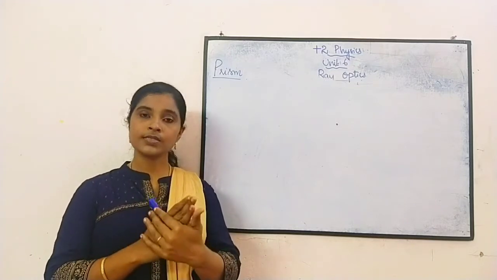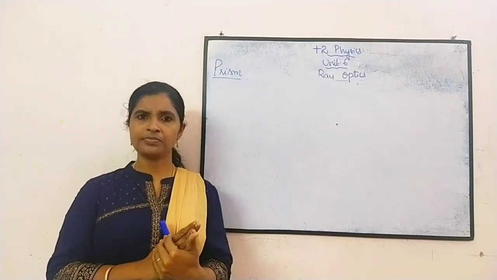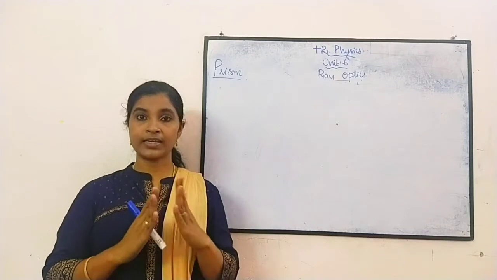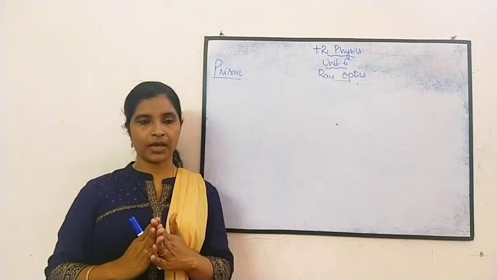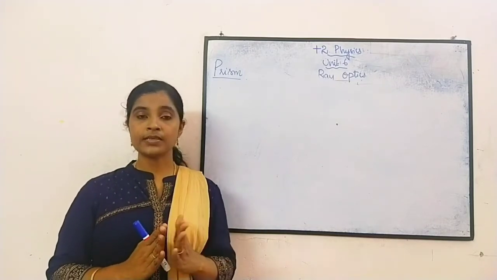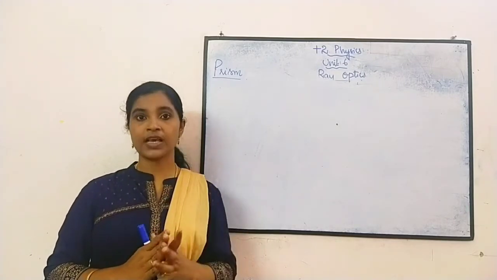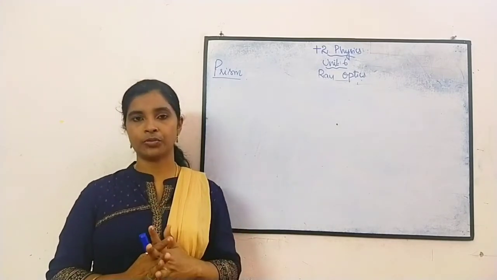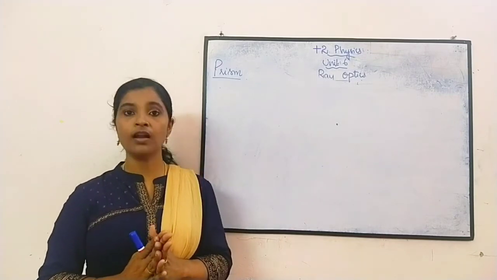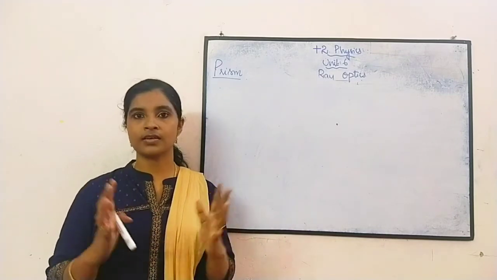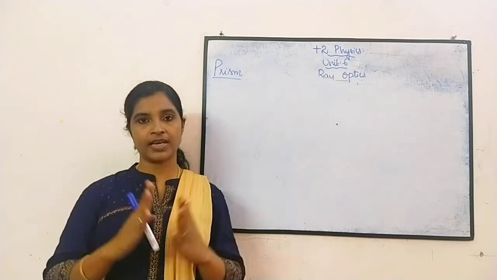So what is meant by prism? I hope that you all know about prism. You might have seen it in your laboratories. A prism is a transparent material. It can pass light through it, and it has many surfaces, many faces.